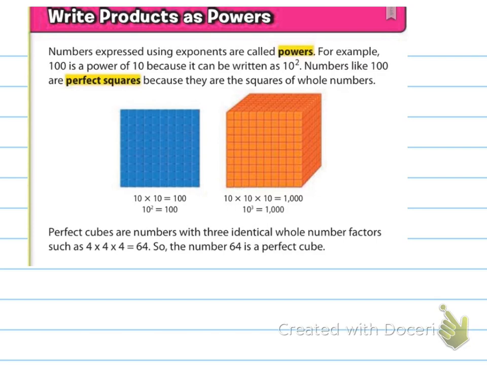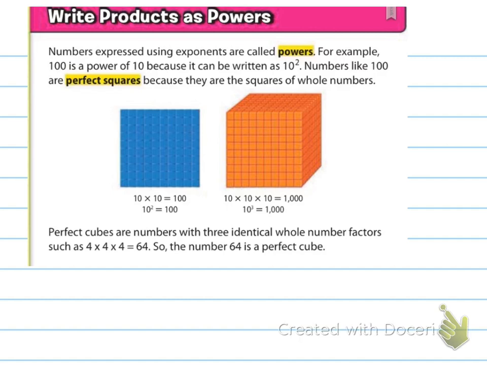Alright, so writing products as powers, this is a really good visual for people that are visual learners. It says numbers expressed using exponents are called powers. For example, 100 is a power of 10 because it can be 10 times 10, which is written as 10 to the second power. Numbers like 100 are perfect squares because they are squares of whole numbers.